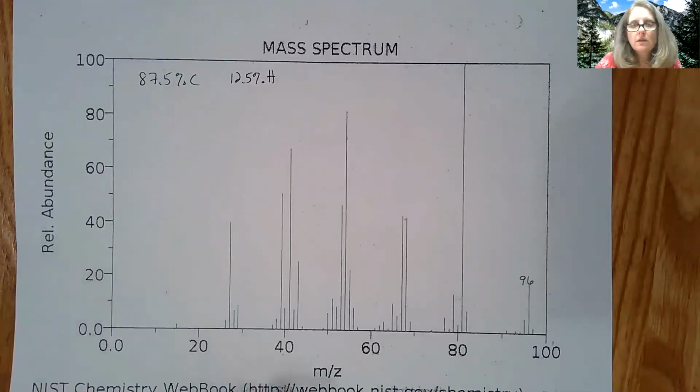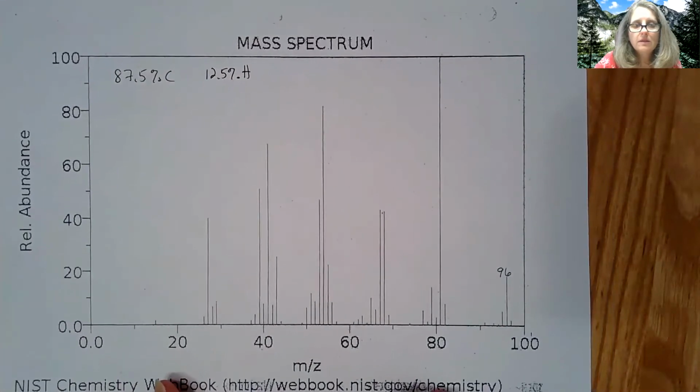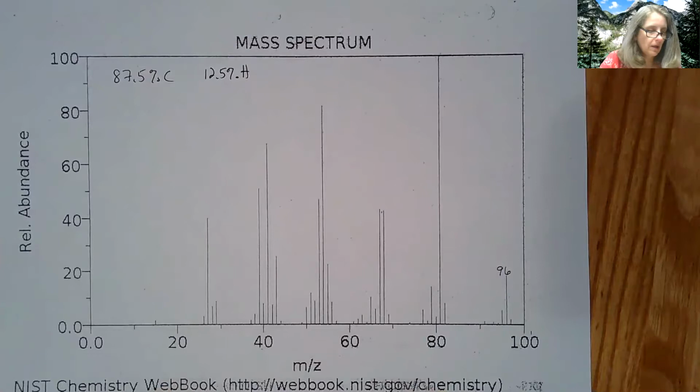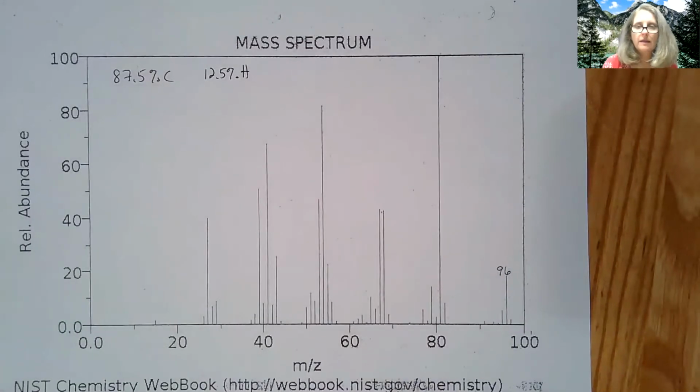So this video is going to go through some practice problems. This packet is practice mass spec, and I'll point out the things that you need to look for. For this, you need a calculator, so make sure you have a calculator handy for this discussion.